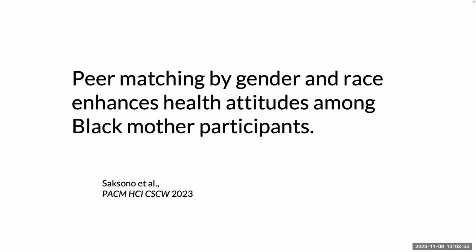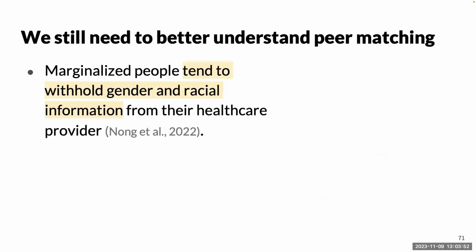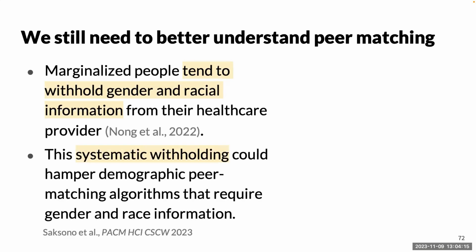So what does it mean? I think we still need to be careful. We need to better understand peer matching before we go nuts implementing it widely. And this is why. A study by Nong and friends found that patients who experienced discrimination in the past are more likely to withhold gender and racial information. And this systematic withholding could hamper demographic peer matching that requires gender and racial information.